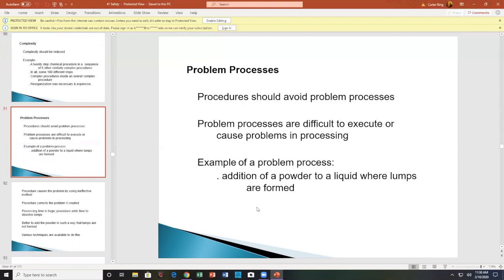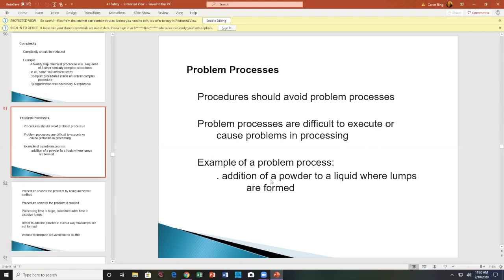Right. The other thing you should recognize is problem processes. There are things that are going to be difficult to do. An example of a problem process would be adding powder to a liquid. When you add powder to a liquid, you're likely to form lumps. There are at least 2 or 3 different ways of adding powder to a liquid that routinely get rid of lumps or not let lumps form. Instead of just dumping it in the top of the tank, use better equipment, right? So don't do things that are difficult. Very important. Problem processes are difficult to execute and cause problems in processing.